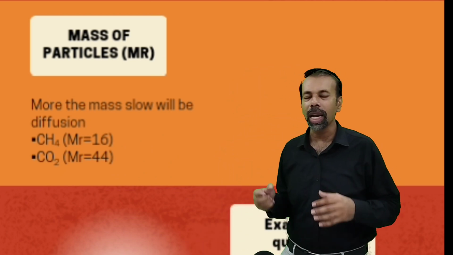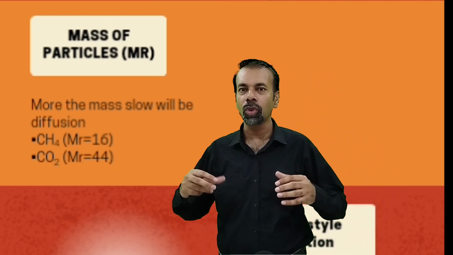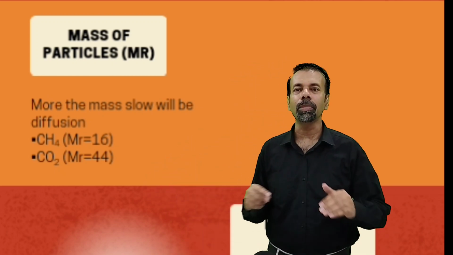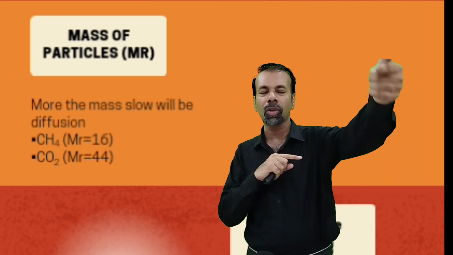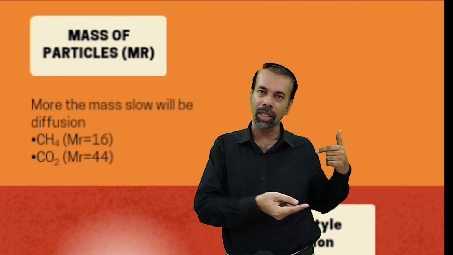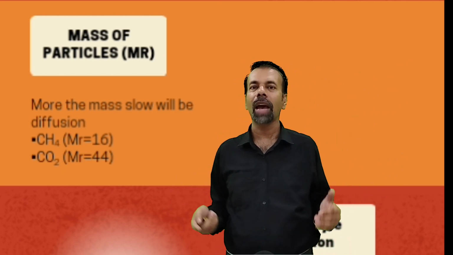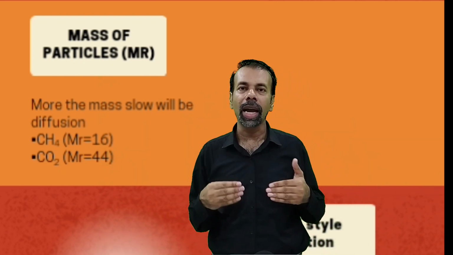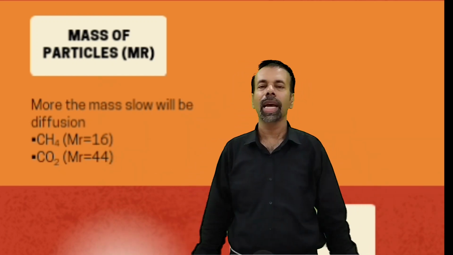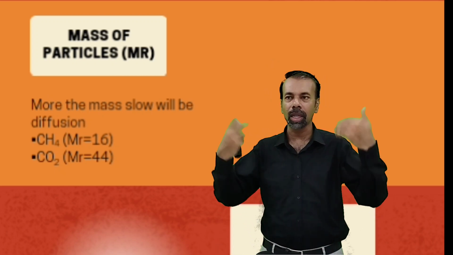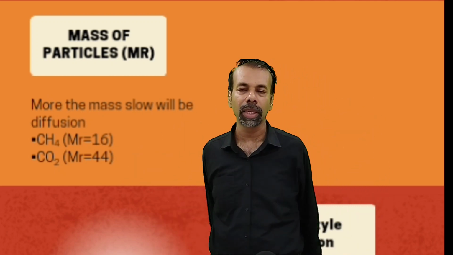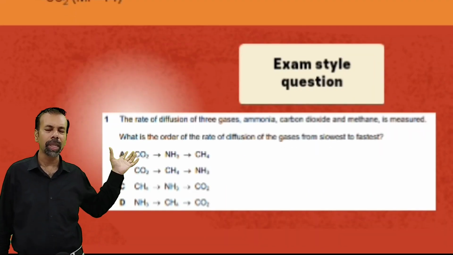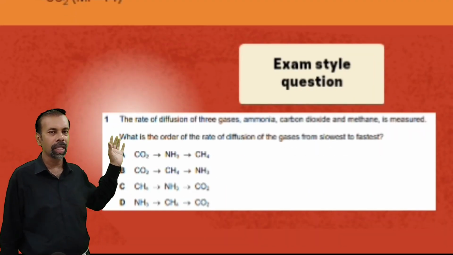If CH4 and CO2 are allowed to release at the same time, you will see methane will reach the other corner earlier than CO2 because CO2 is heavier, so its molecules will travel at a slow speed, and methane, being a lighter gas, will travel at a faster speed. Okay. You can see many examples, many questions in exams related to this concept.